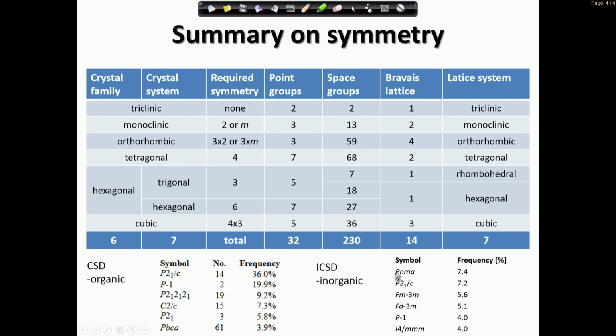The most frequent space group, PNMA, is only 7%, or a bit more than 7%. And you do not find any non-central symmetric space group in the list of the most frequent ones.